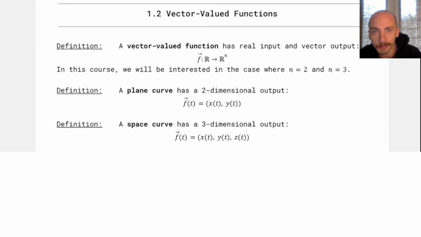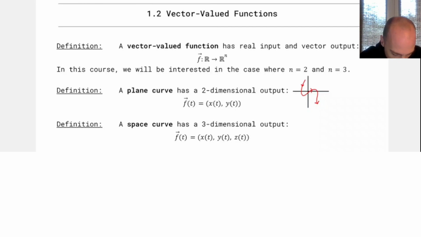They have x of t and y of t, and their graph is an oriented curve in the xy plane. When I say oriented, you see those arrows there. It has a sense of direction depending on how the curve is parametrized. We'll see what that means as we move forward.